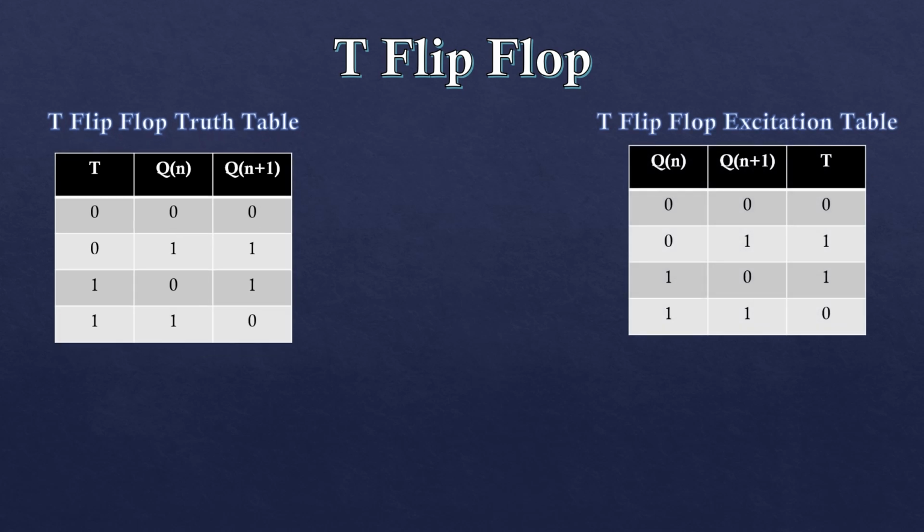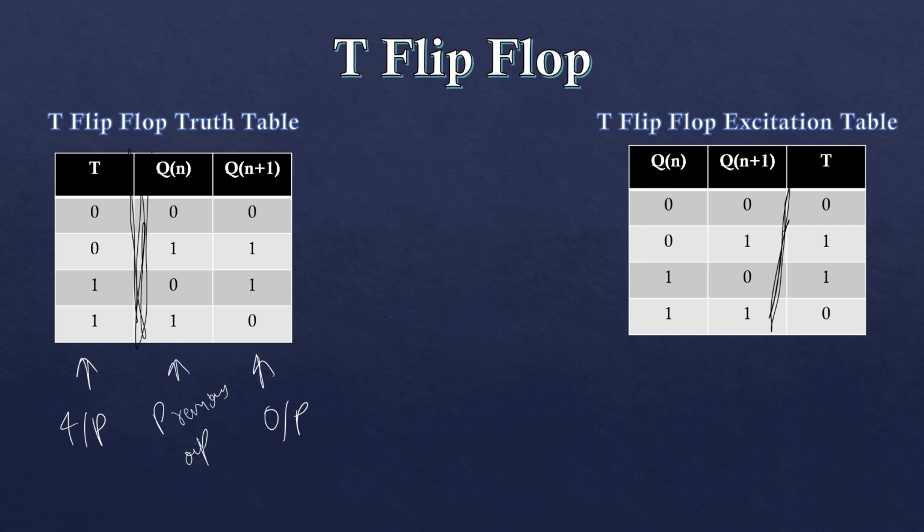Now coming on to the excitation table. So what does it indicate? T is the input, and Qn plus 1 is the output, and this is the previous output. In the truth table, what we say is, when input is given, what will be the output. But in the excitation table, we say the output is given, what may be its input. That we try to analyze in the excitation table.